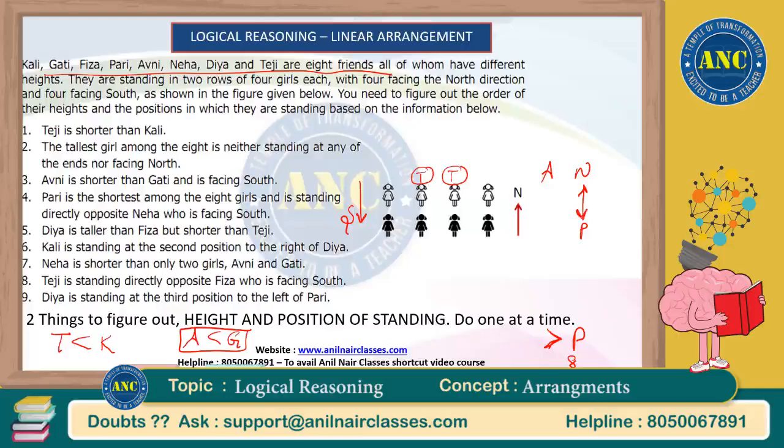Dia is taller than Fiza, but shorter than Teji. So Dia is shorter than Teji. And as we know that Teji is shorter than Kali.